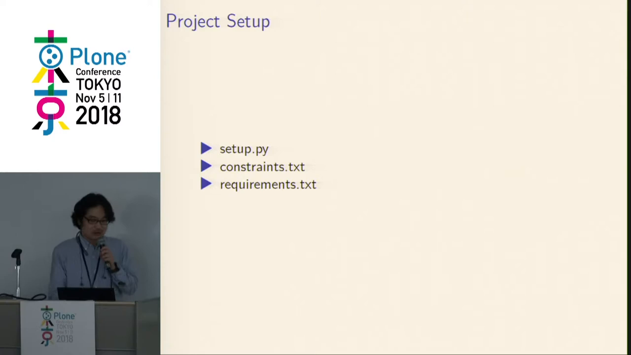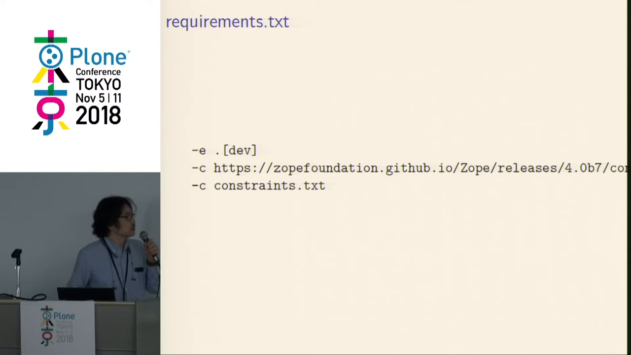Project setup for a Zope application: a Zope application is a Python package. setup.py is needed. And constraints.txt and requirements.txt are two files for managing packages and versioning. requirements.txt usually enumerates package names, but I use requirements.txt for default options.